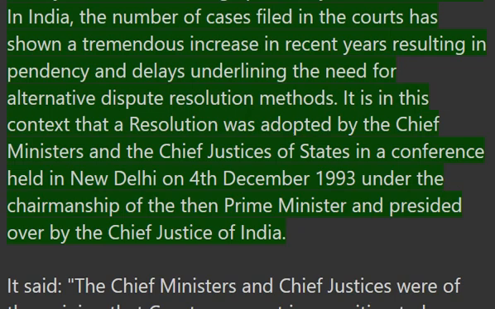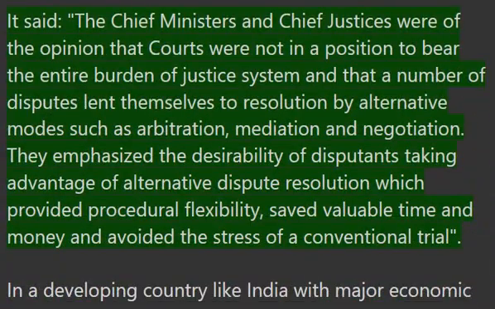It is in this context that a resolution was adopted by the Chief Ministers and the Chief Justices of States in a conference held in New Delhi on 4 December 1993 under the chairmanship of the then Prime Minister and presided over by the Chief Justice of India. It said, "The Chief Ministers and Chief Justices were of the opinion that courts were not in a position to bear the entire burden of justice system and that a number of disputes lent themselves to resolution by alternative modes such as arbitration, mediation and negotiation."